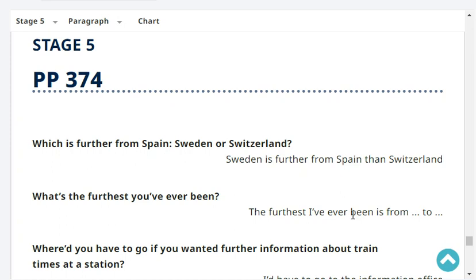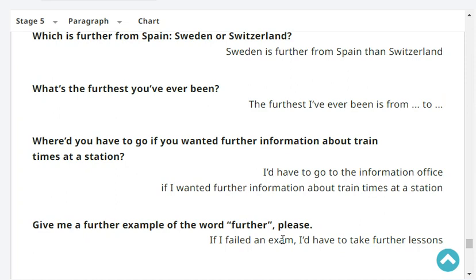Okay. What's the furthest you've ever been? The furthest I've ever been is from Japan to New York. Very good. Where'd you have to go if you wanted further information about train times at a station?